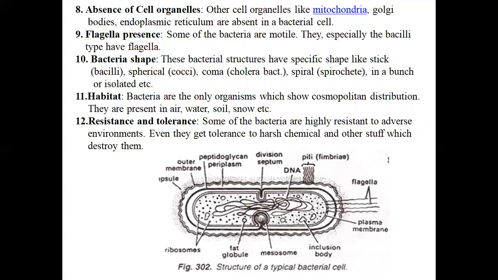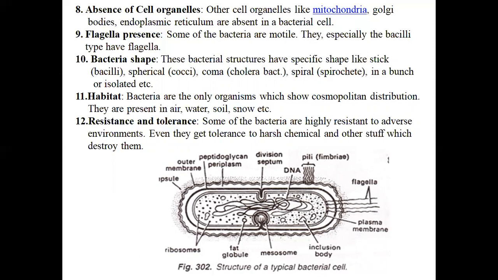Now the next character, that is bacterial shape. These bacterial structures have specific shapes like stick, spherical, comma, spiral, or in a bunch or isolated. Stick shape is bacilli, bacillus. Spherical means cocci. Comma shape, the cholera bacteria has a comma shape. And spiral is known as spirochaete. They can be formed in a bunch, or isolated, only one single colony. So these are different shapes of the bacteria found in the vicinity of water, soil, or on the plant parts.